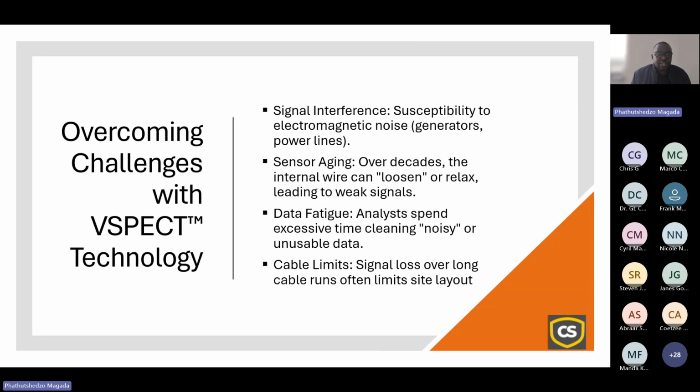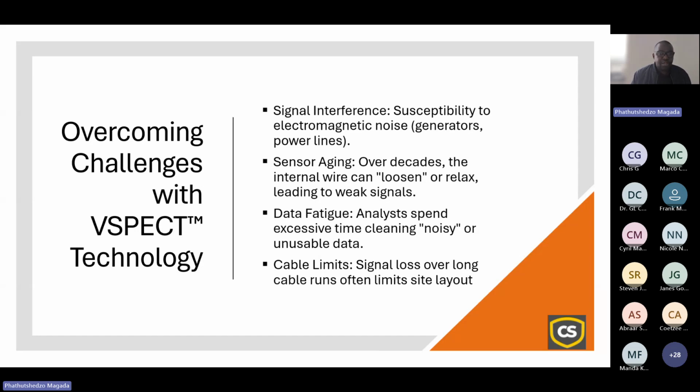In some instances, sensor aging. Over decades, the internal wire can loosen or relax, leading to weak signal. Also, analysts spend excessive time cleaning noise coming from this signal interference, and that results in data fatigue. It also results in unstable data. Cable limits: some data is lost due to lengthy cables. So how do we overcome that?